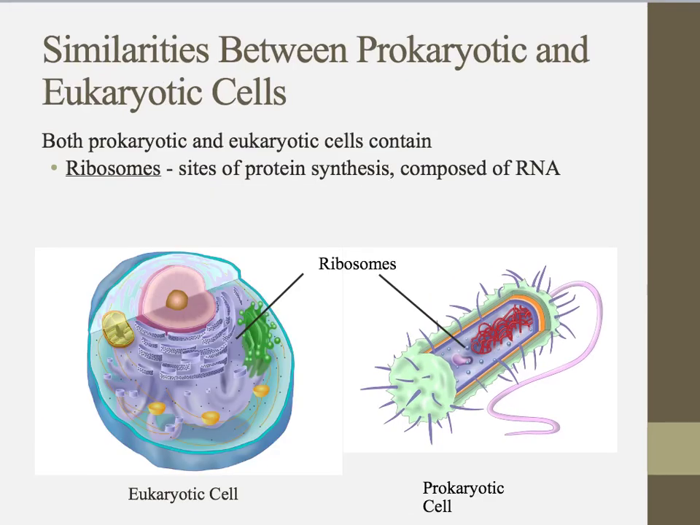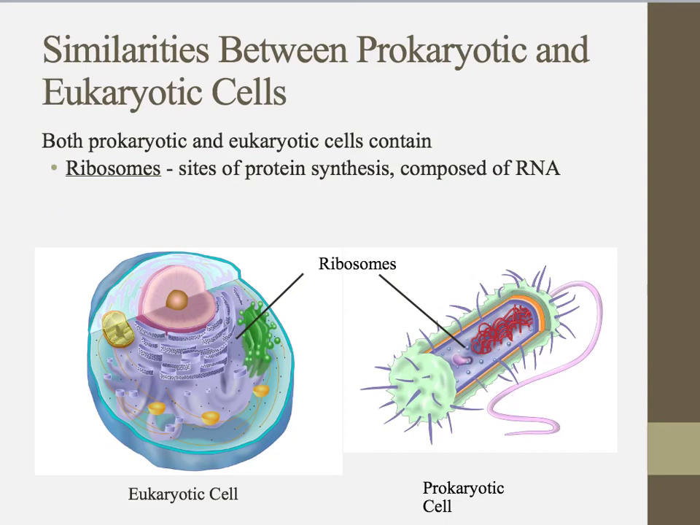Alright, both prokaryotic and eukaryotic cells contain ribosomes, which are sites of the essential process of protein synthesis. Remember, when something is synthesized, it's made. So this is where proteins are made. Ribosomes are composed of RNA, which uses DNA as a template to make the proteins.